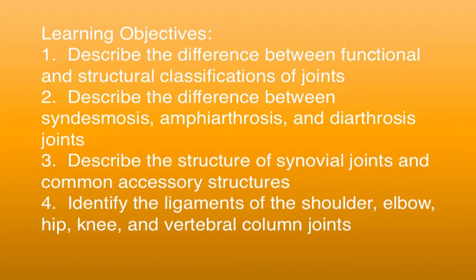The learning objectives of this module are: 1. Describe the difference between functional and structural classification of joints. 2. Describe the difference between syndesmosis, amphiarthrosis, and diarthrosis joints. 3. Describe the basic structure of a synovial joint and common accessory structures. 4. Identify the ligaments of the shoulder joint, the elbow joint, the hip joint, the knee joint, and the vertebral column.